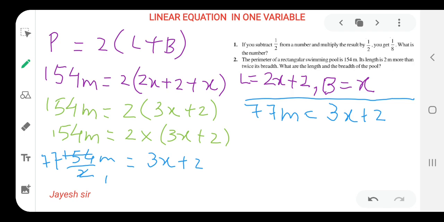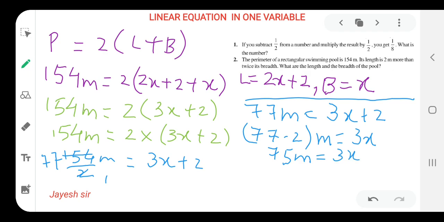Now plus 2 is there. After going that side it will become minus 2. 77 minus 2 is equal to 3x. This whole is in meter; we all have to keep that in mind. 77 minus 2 in meter, and 3x as it is. So 75 meter is equal to 3x we are getting.